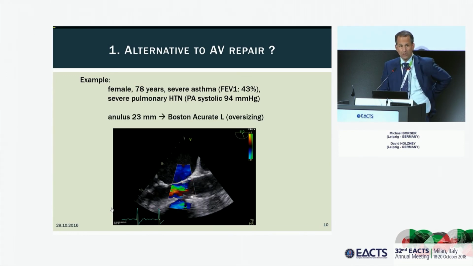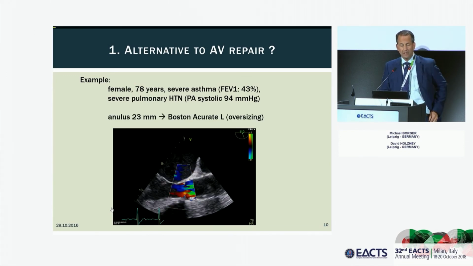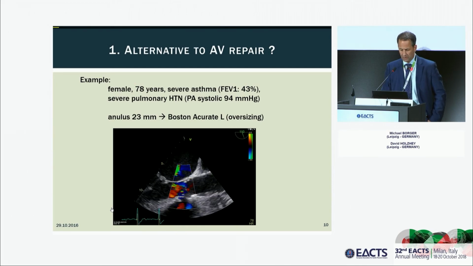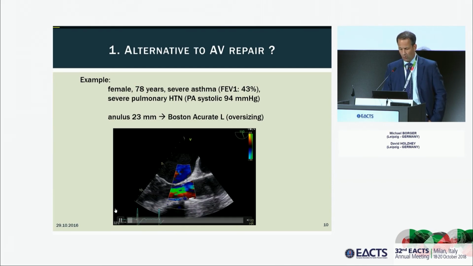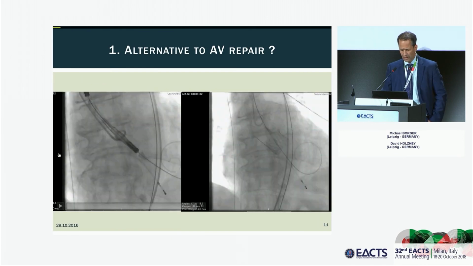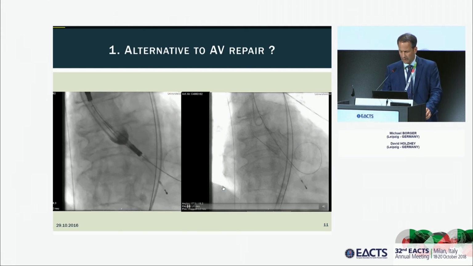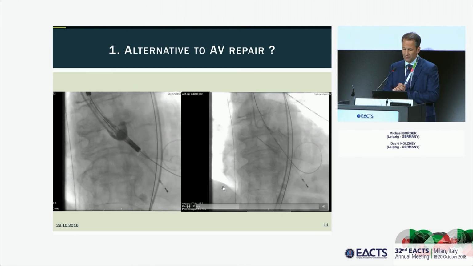We measured the annulus on the cardiac CT as being 23 millimeters, and therefore we chose a Boston Accurate, which is the former Symetis valve, size large, which would give us oversizing. Here are the images from the procedure, and you see the principal problem with aortic insufficiency is that you do not have the calcification of the leaflets and the annulus to serve as your guide for these procedures, making positioning of the device absolutely critical.